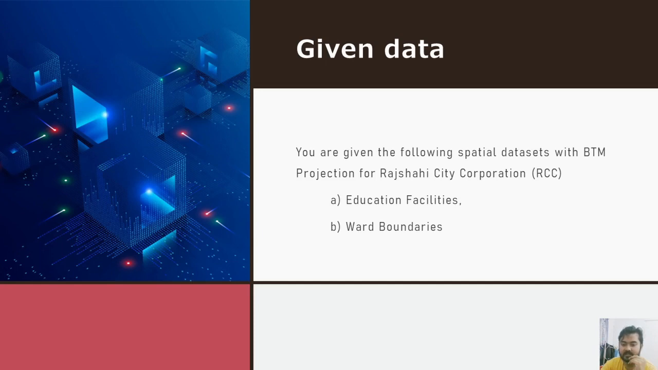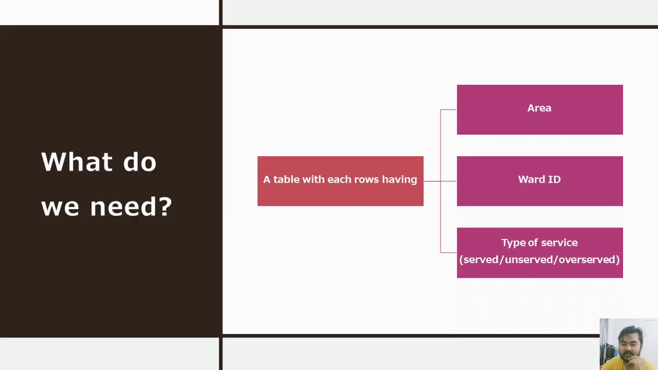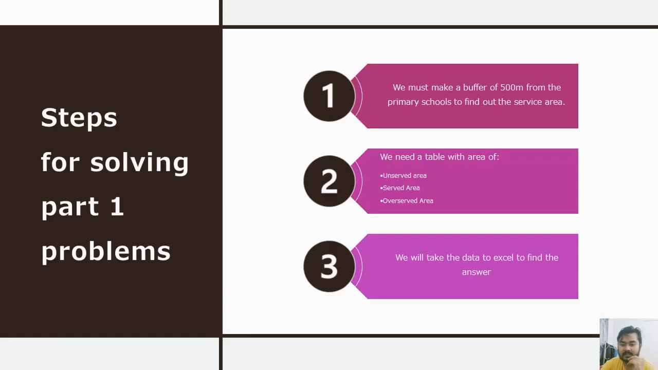I have divided the questions into three parts. In part 1, we are asked to calculate percentage of only served area, overserved area and unserved area within RCC area, and in the next question with reference to total RCC area, and in the last question with reference to ward area. We can see that all three questions require the area of polygons that are served, unserved, and overserved. They have to be also divided with the ward number. So, from the question, we can say that we need a table having area column, ward number column, and type of service column. Summarized steps for solving the problem is given here.